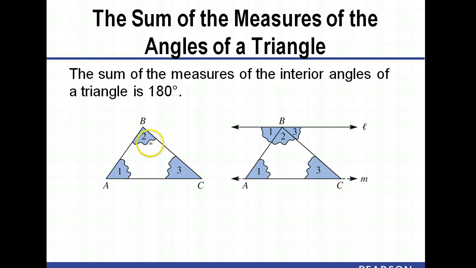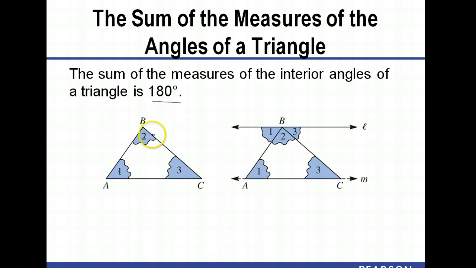So let's talk about angles inside of a triangle now. I think we all have probably heard that the sum of the measures of the interior angles of a triangle is 180 degrees. What this means is if you take angle 1, angle 2, and angle 3, and you add up their measures, you're going to get 180 degrees. Well, why is that true? Let's see if we can prove it to ourselves here.